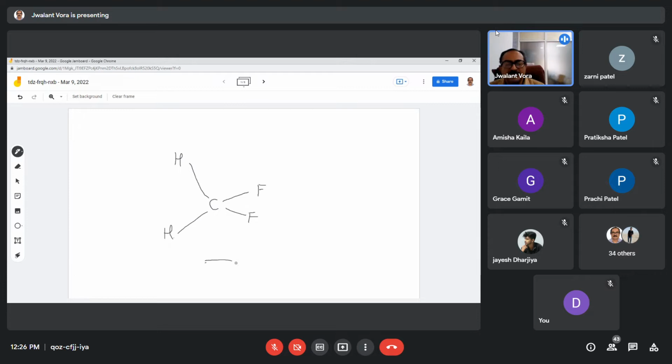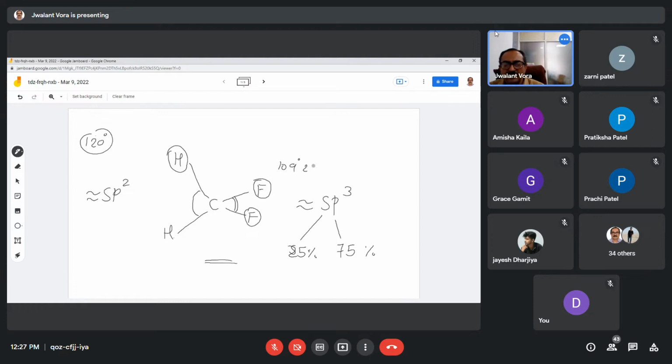Henry Bent's rule: with the various fluoromethane where more electronegative substituent like fluorine atom is present, bond angle decreases, nearly becomes equal to sp3 hybridization with P character value high, that is 75%, or S character value is low, that is 25%. On the other hand, where the more electropositive substituent like hydrogen atom is present, bond angle increases, nearly becomes equal to sp2 hybridization. So that bond angle is 120 degree here, 109 degree, 28 minute.